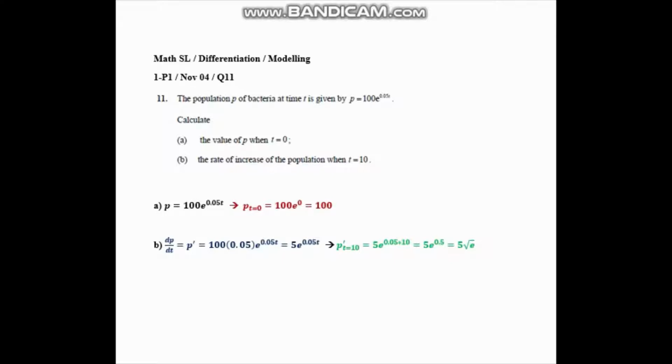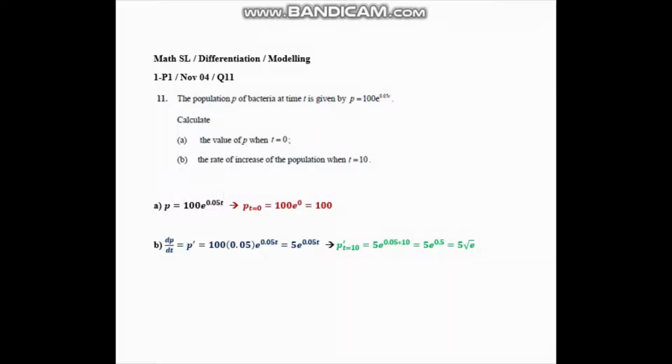So we are told that the population of bacteria represented by P is given at time t by the equation P equals 100 e to the power 0.05 t, which is rewritten right there in black. In question A, we are required to find the value of P when t equals 0. So this is very simple. I shall simply remove this t right there and plug in a 0. E to the power of 0 is 1, hence the answer is 100. So this is the initial population of bacteria, the population at time t equals 0.